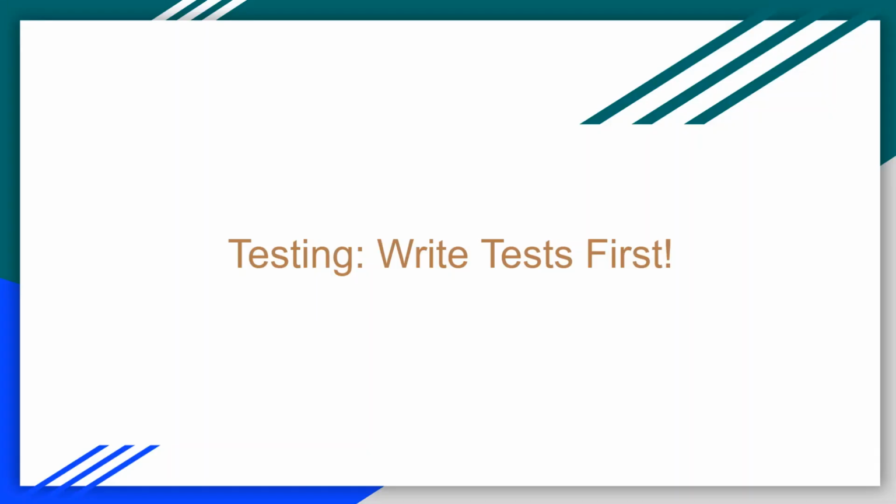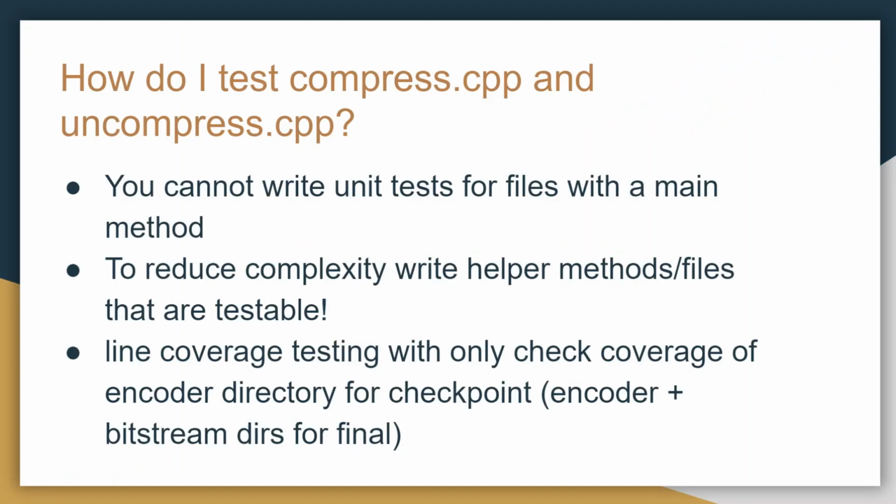Okay, so testing, writing tests first. So I'm just going to show you a few examples and talk about some things we need. I'm not going to go into the testing itself. So how do you test compress and decompress is a question we've gotten. And you can't write unit tests for files with main methods, but we do suggest that to reduce complexity of those files, to write helper methods, and you could put those helper methods in files that are then testable because they don't have a main method. Also for line coverage testing, for the checkpoint, this will only be testing the encoder directory. And for the final, it'll be the encoder directory plus the bitstream directories.